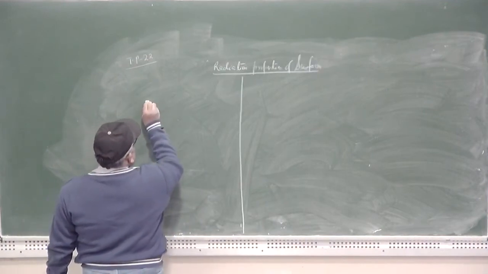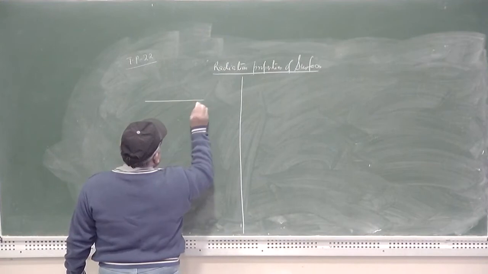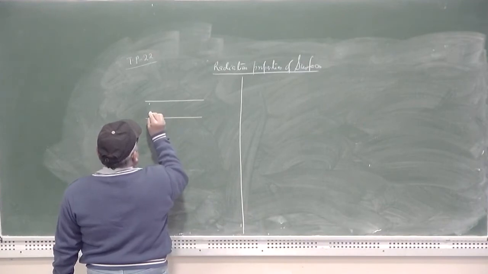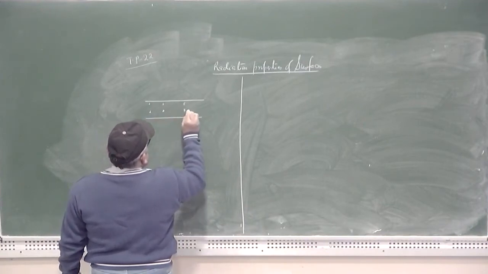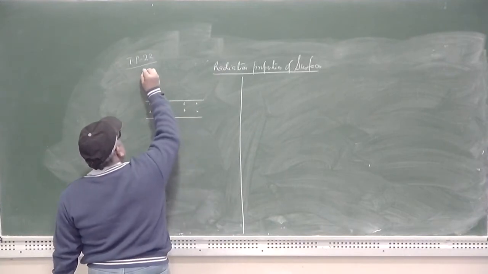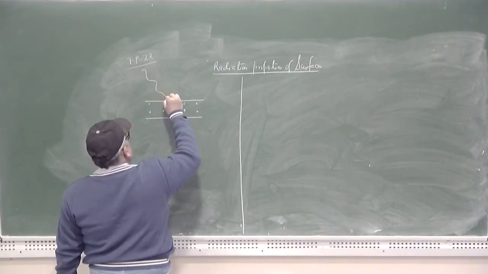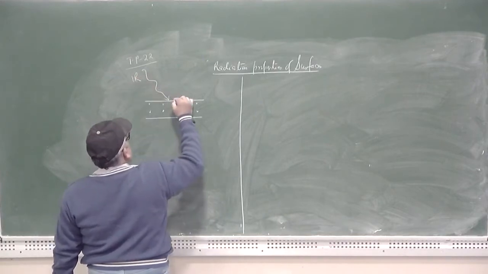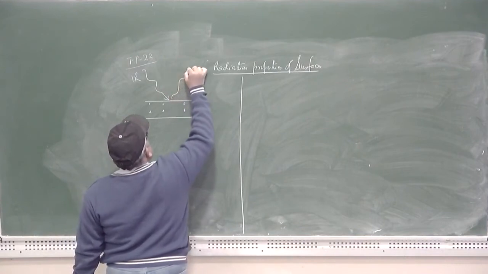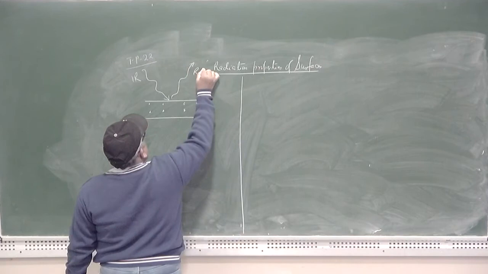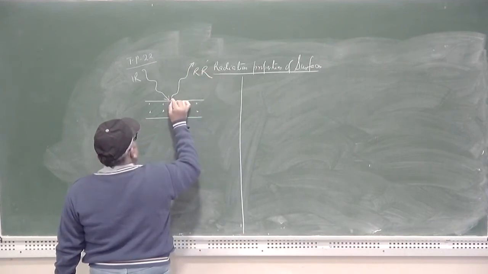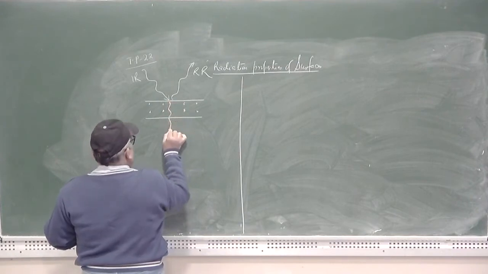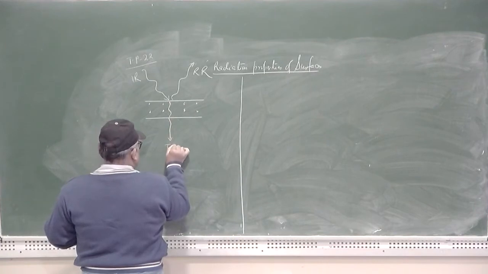Let us assume this is the surface on which there is an incident radiation. This is your incident radiation. This is your reflected radiation. And this is your transmitted radiation.